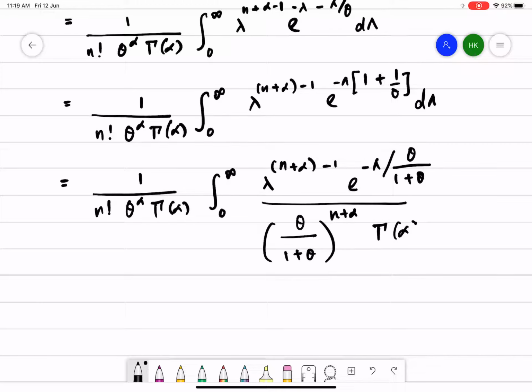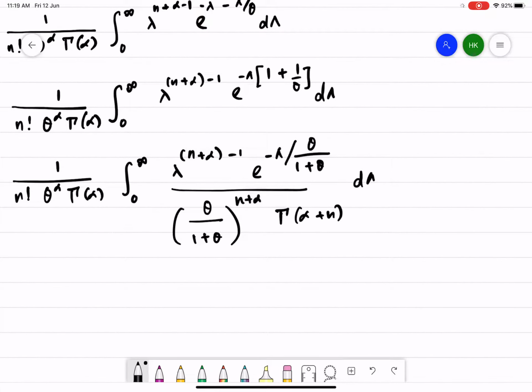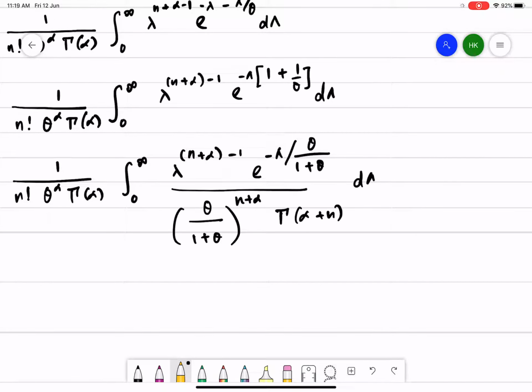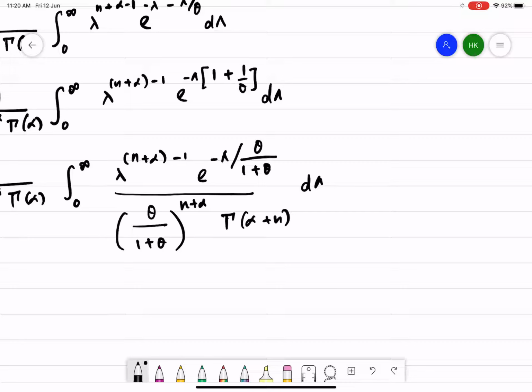Gamma alpha plus n, because our alpha is n plus alpha. Okay, and after that d lambda. Because we don't have this bottom part here in our original, we don't have this here, so you have to cancel them out. You have to cancel them out to make sure that they are equal, right? Otherwise, you cannot get that equal to our previous line of equations. So you have to cancel them out by multiplying them: theta over 1 plus theta to the power n plus alpha, and gamma alpha plus n.